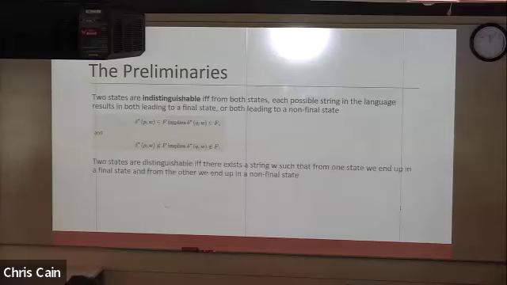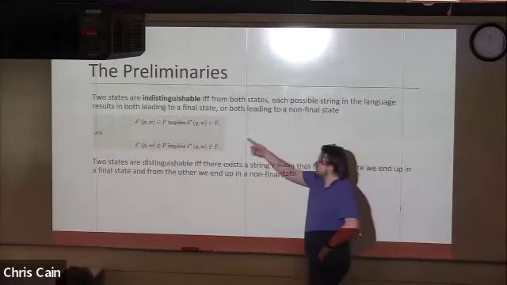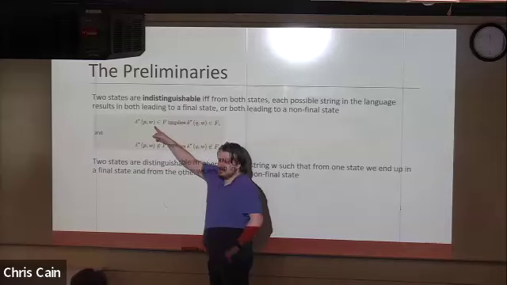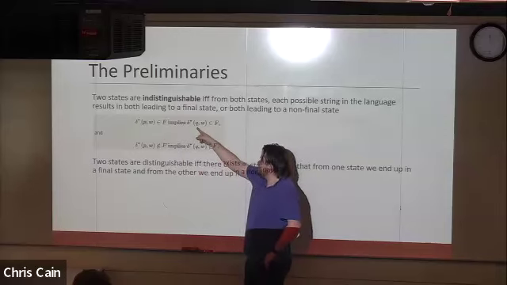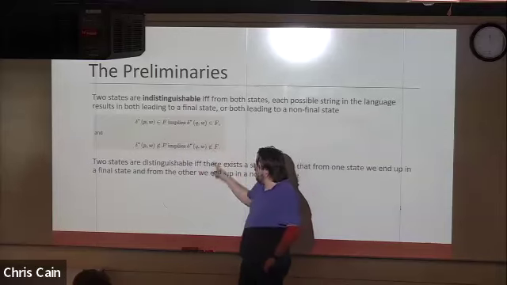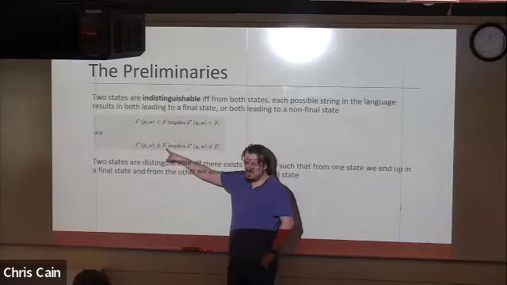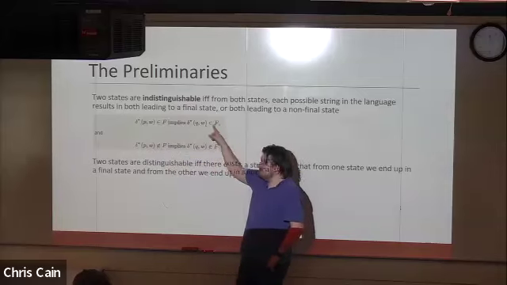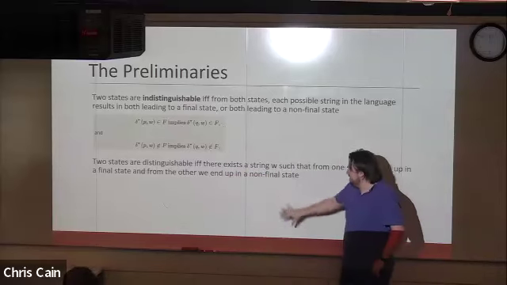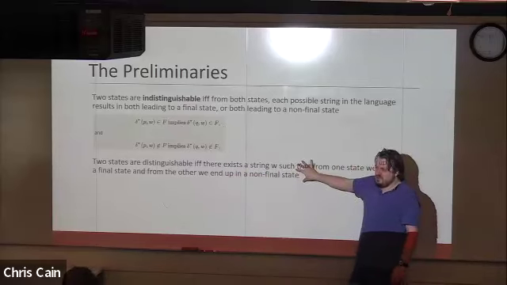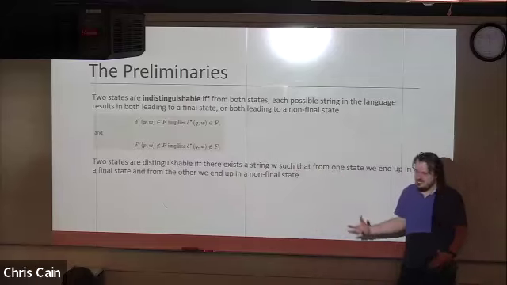We can state that they are distinguishable if we can find some string W such that one of these is true. If we can identify a W such that P on that W leads to a final state, and Q on that W leads to a non-final state, or P on that W leads to a non-final state, and Q on that W leads to a final state, that becomes an example of a way to show that these two states are distinguishable.